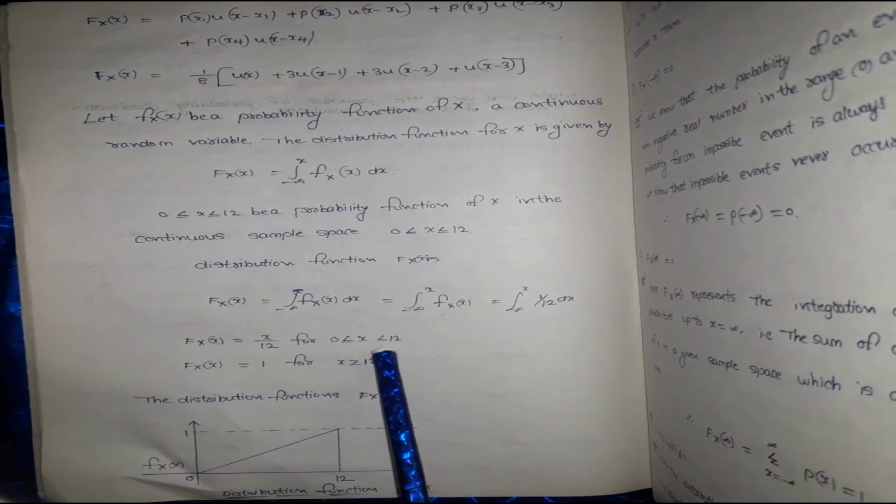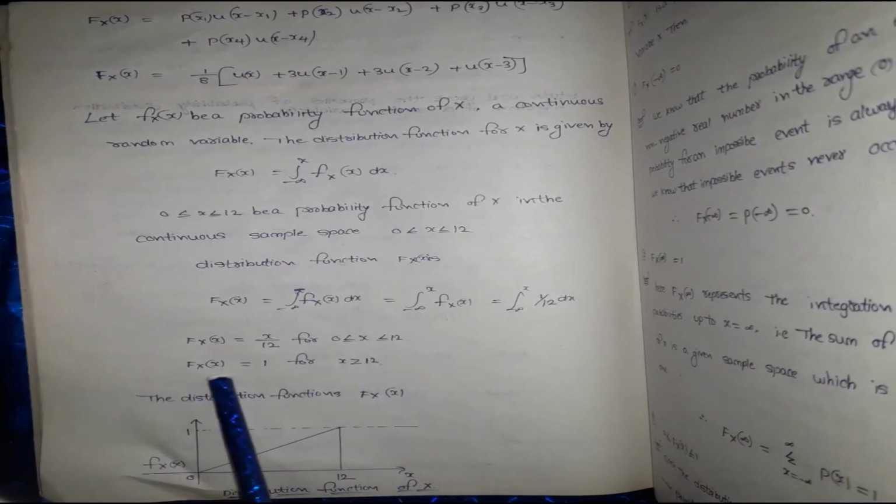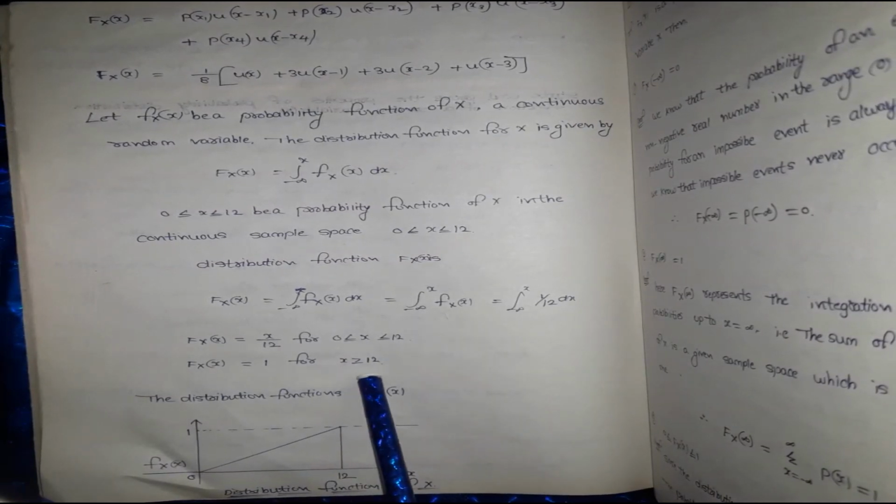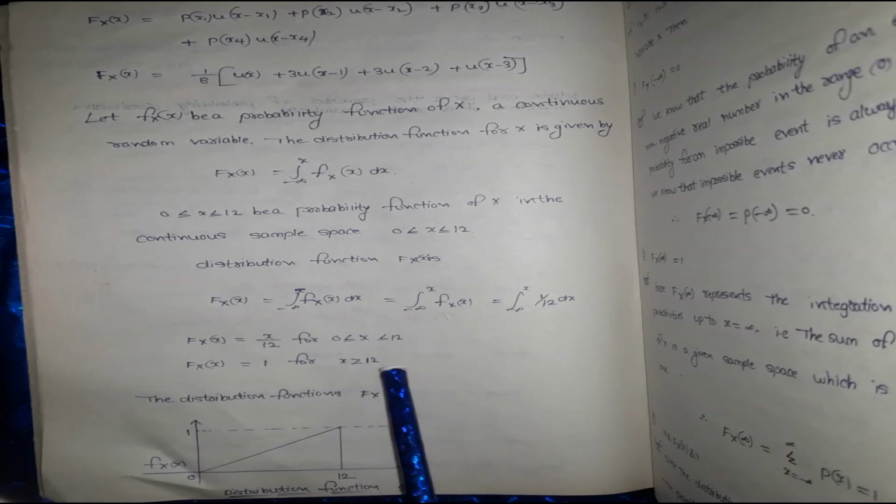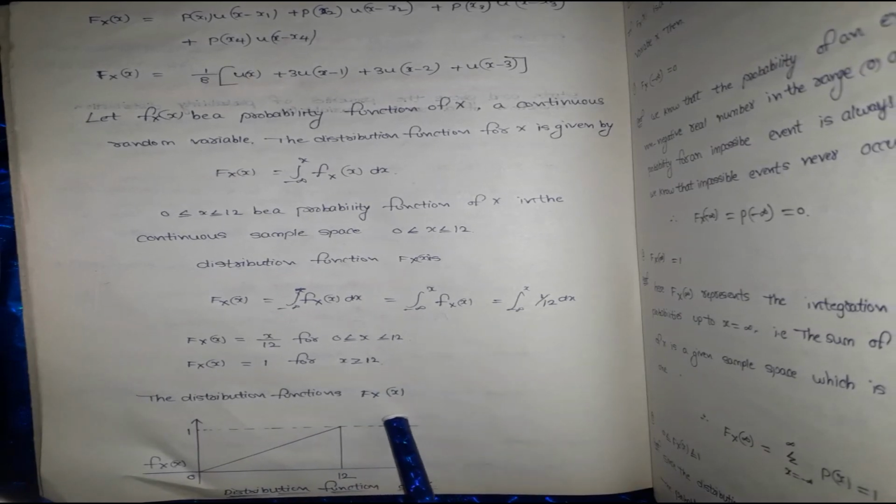F_X(x) equals x/12 for 0 less than or equal to x less than or equal to 12, and F_X(x) is equal to 1 for x greater than or equal to 12, the distribution function F_X(x).